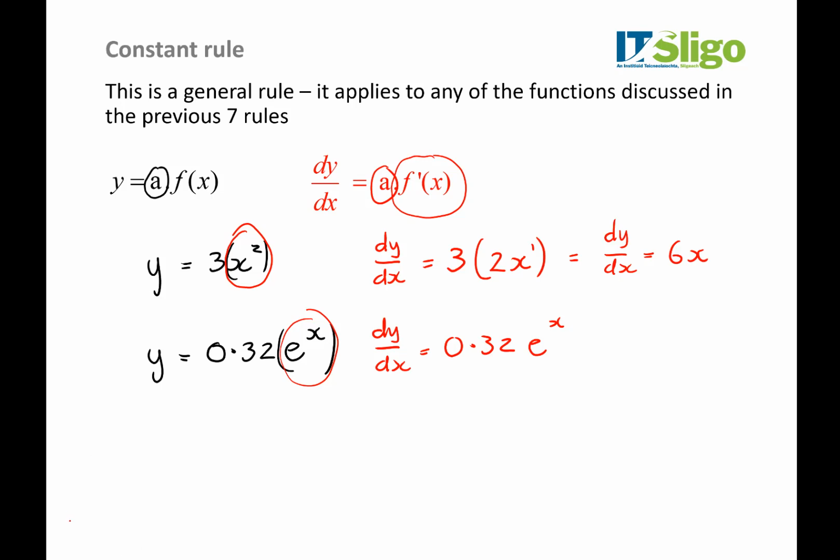I'm just thinking of another one, say y is equal to 2 sine x, dy dx. Well, the 2 stays, and then we differentiate sine x, and if you remember from rule 4, I believe, the derivative of sine x is cos x.